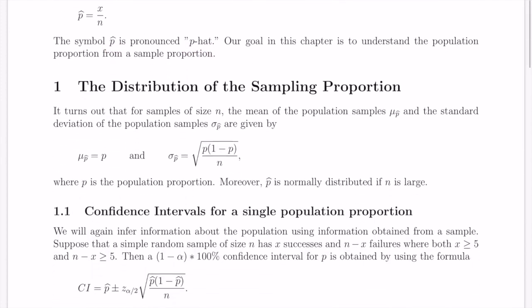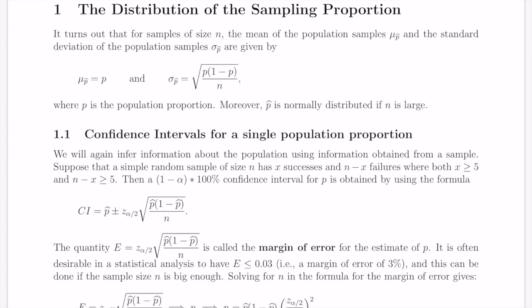And it turns out that there's a lot of nice things that happen for sampling proportions. The first is that if you were to take the mean of all of the sample proportions, what you would end up with would be the population proportion. And likewise, the standard deviation of the set of all the sample proportions has this formula. It's the square root of p times 1 minus p, all divided by n.